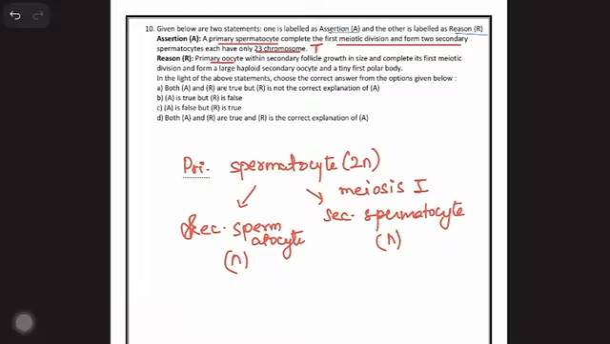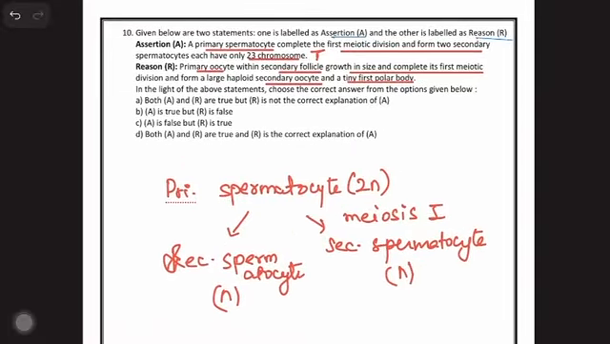Next statement, primary oocyte within secondary follicle grows in size and completes its first meiotic division to form a large haploid secondary oocyte and a tiny first polar body. The only part that is wrong here is that the primary oocyte undergoes meiosis within tertiary follicle and not secondary follicle. So statement R is false. So let's say option is B, A is true and R is false.